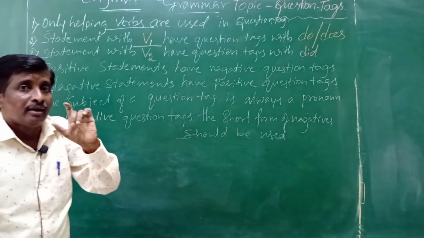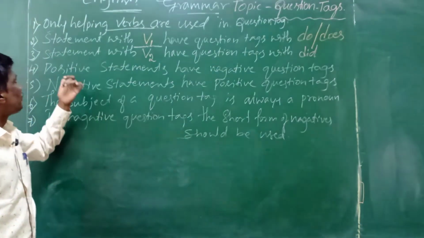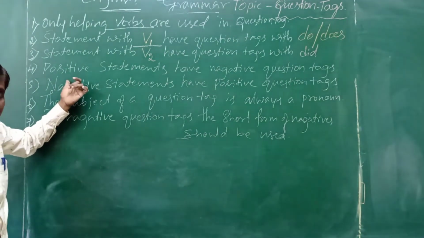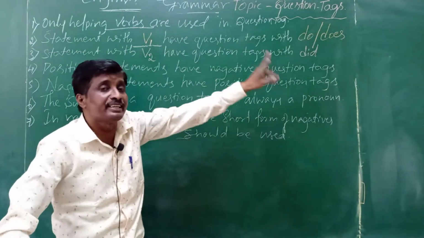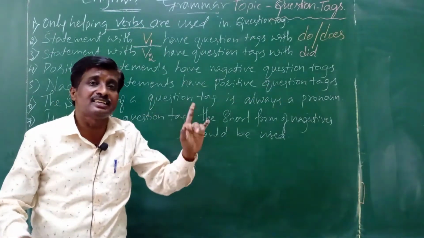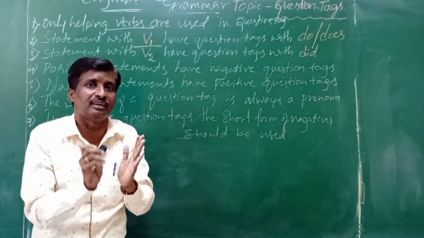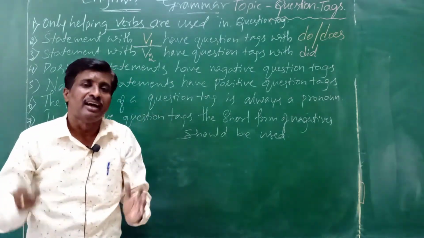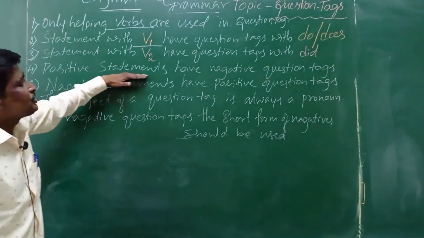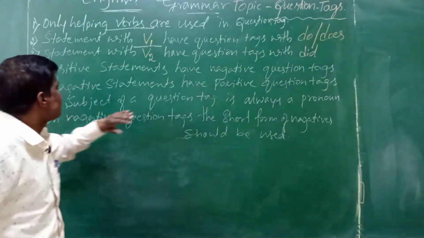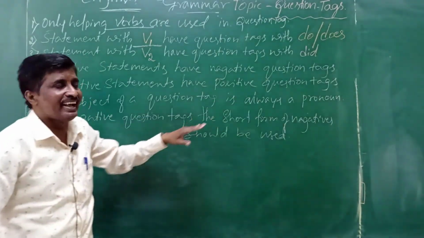Don't get misunderstanding here. I am going to explain clearly. Positive statements have negative question tags. N and N will not join, or S and S will not join together. N and S, and S and N join together. See, positive statements have negative question tags, negative statements have positive question tags.